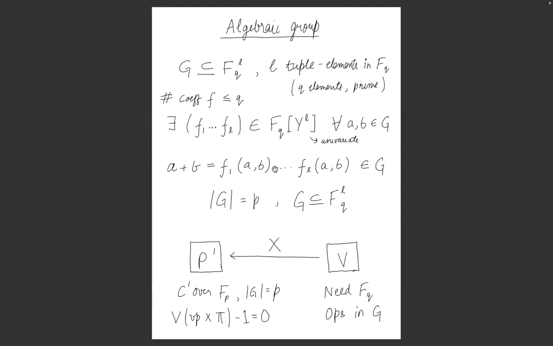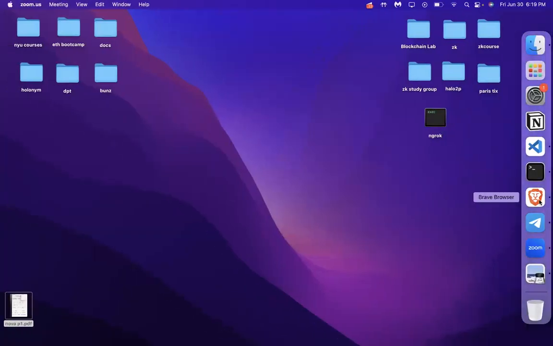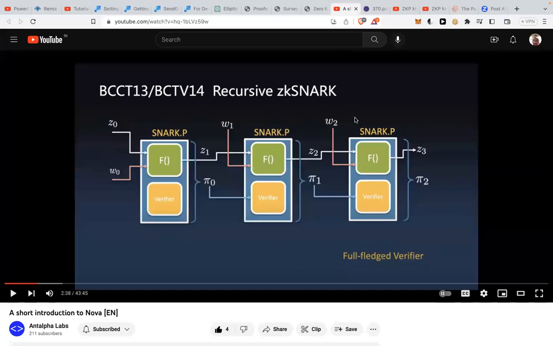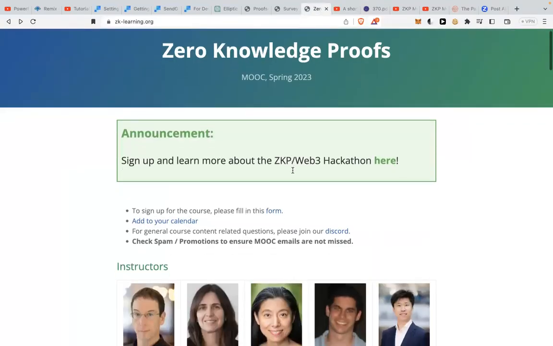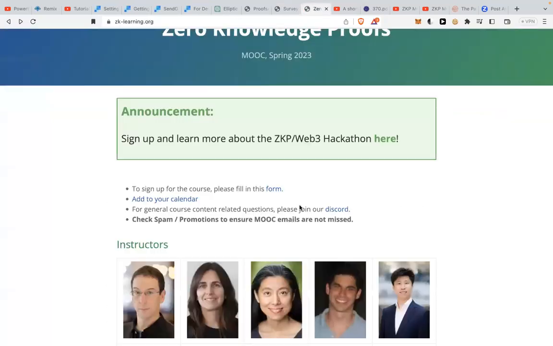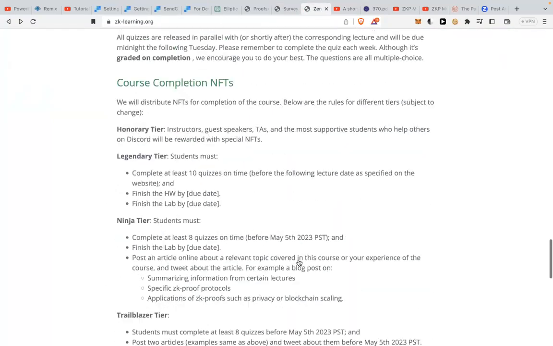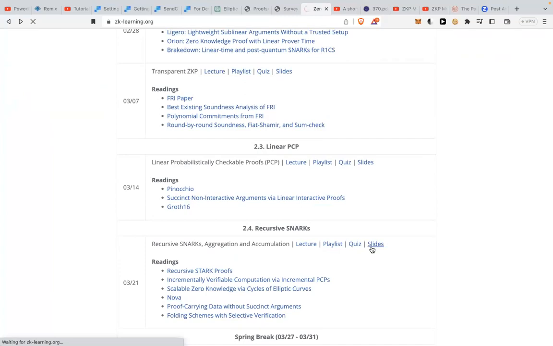So is there an addition of the polynomials, or how? So a plus b is equal to some operation within these polynomials. Yeah, to be honest, I don't understand. I forgot a bit. Yes, so let me go back to this. Right, this is the recursive SNARKs.